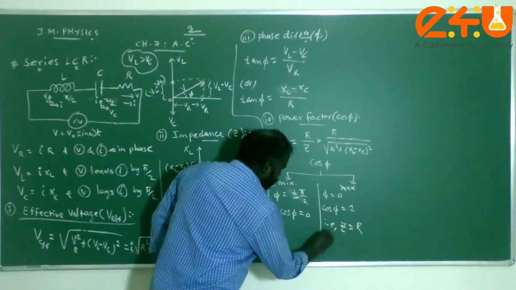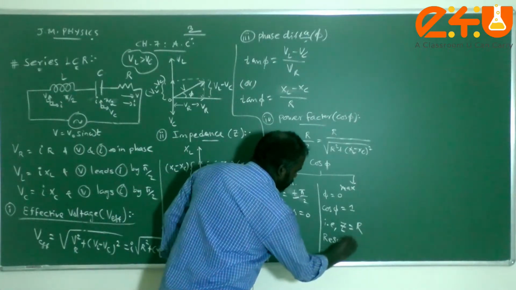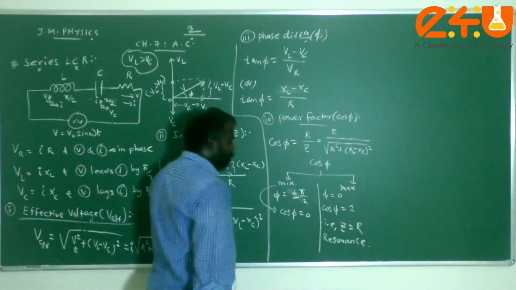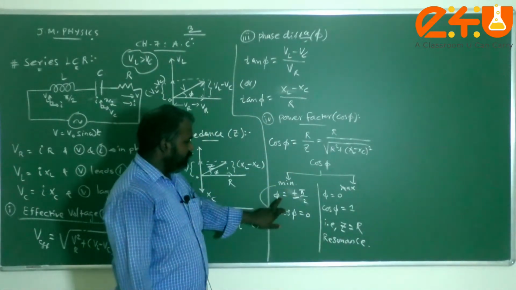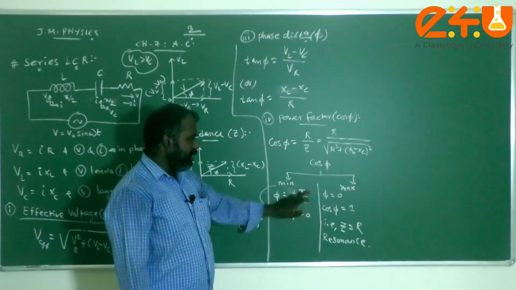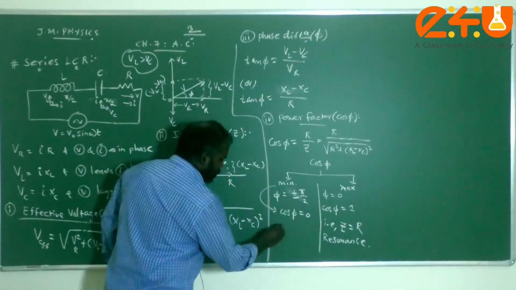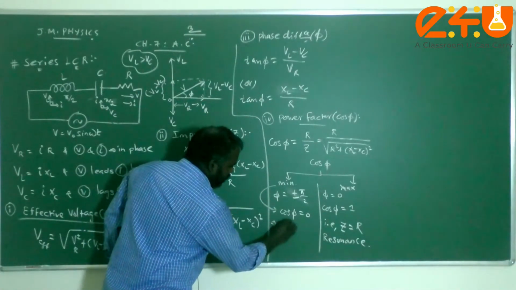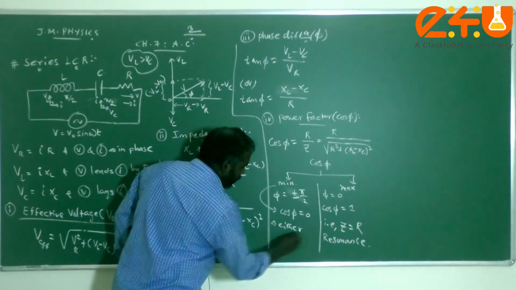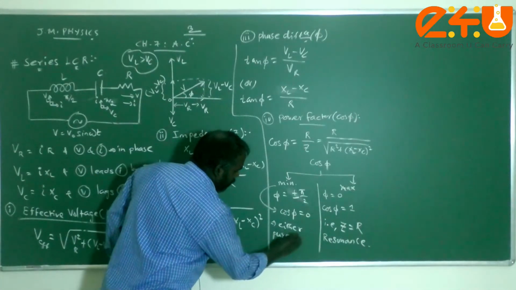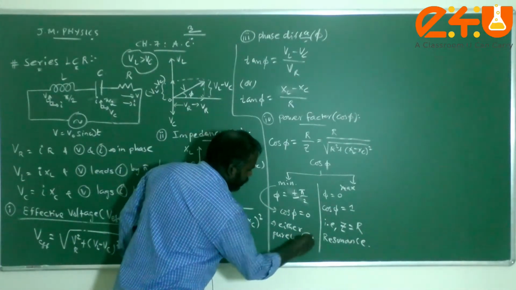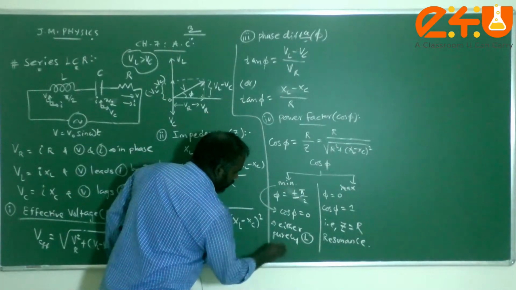And this condition is called what, children? As a resonance condition or resonance circuit. So whenever the phase difference is 90 degrees, whether leading or lagging, this represents that the circuit will be either purely inductive or, what, children?